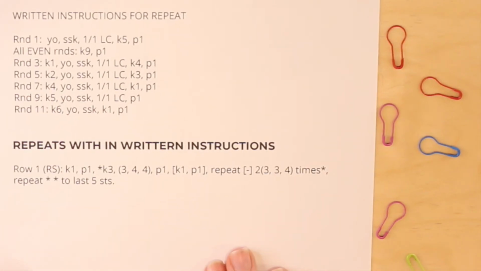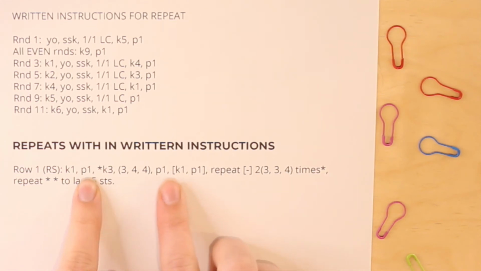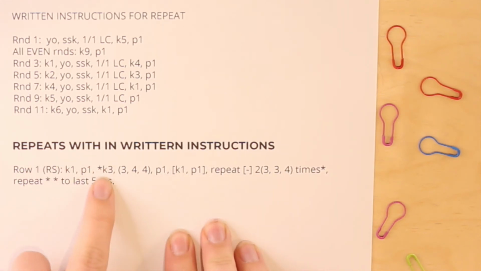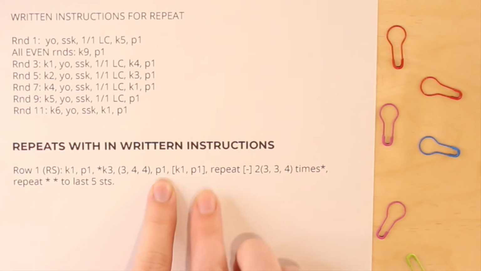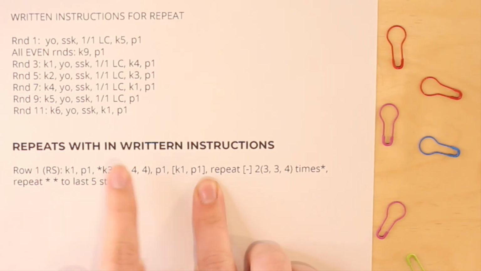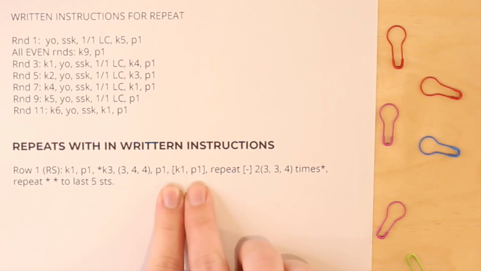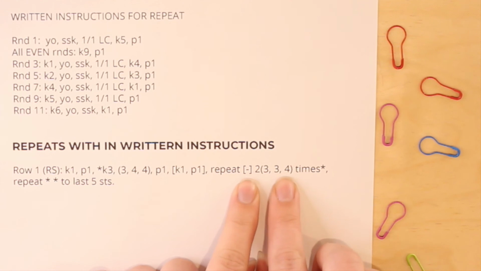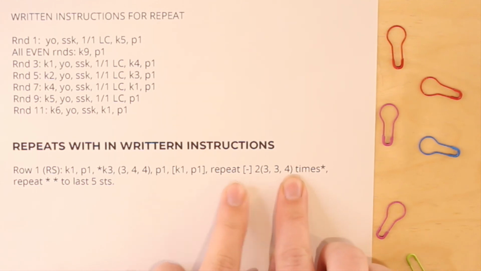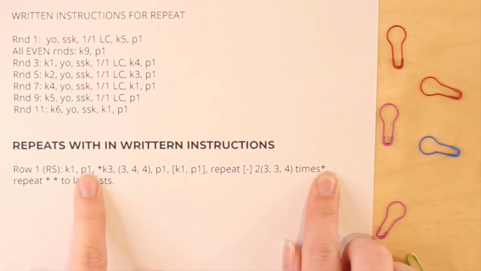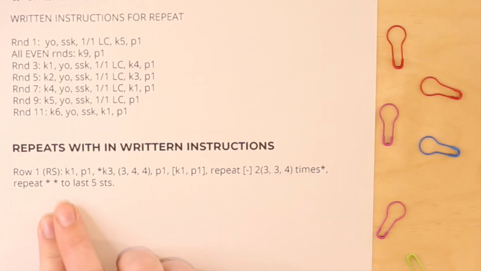So just to recap, if you were knitting this row, you would knit 1, purl 1. Now we're going to start a repeat section marked by the asterisk. So you will knit 3 or 4 stitches depending on your size, purl 1, and then we're doing another small repeat section within this larger one, which is knit 1, purl 1. And this knit 1, purl 1 will be repeated 2, 3, or 4 times depending on the size. And then everything we've just done between these asterisks will repeat again until we have 5 stitches left.